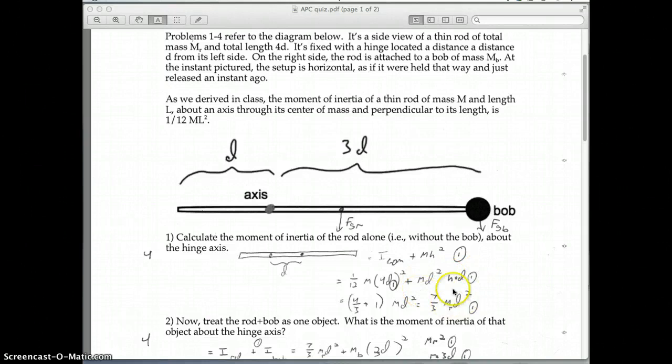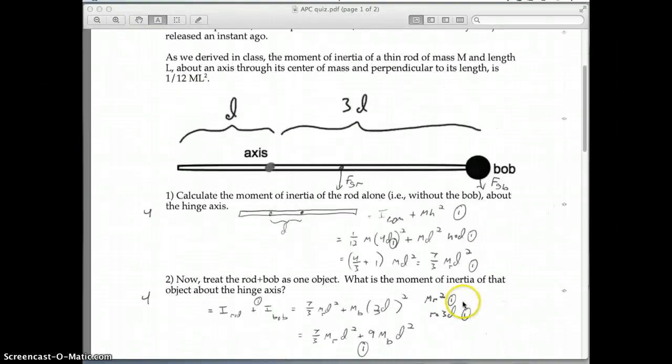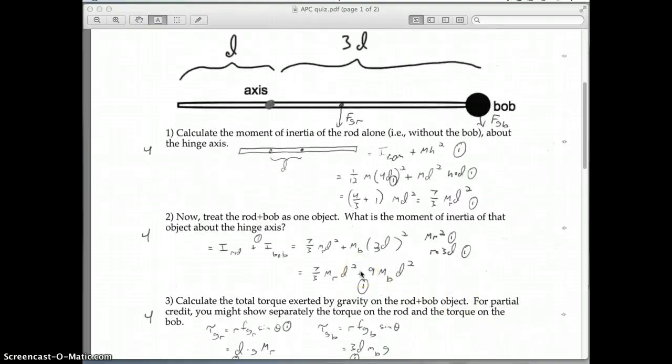So that means that the total moment of inertia of the rod about the hinge is 7/3 mass of the rod times d squared. Okay, now treat the rod plus bob as one object. What is the moment of inertia of that object about the hinge axis? So the moment of inertia of the whole object will be the sum of the moment of inertia separately of the rod, which we calculated in number 1, plus the bob.